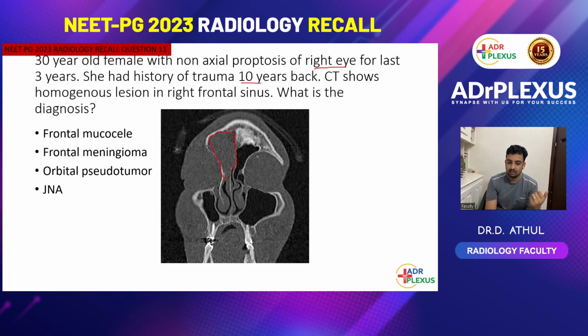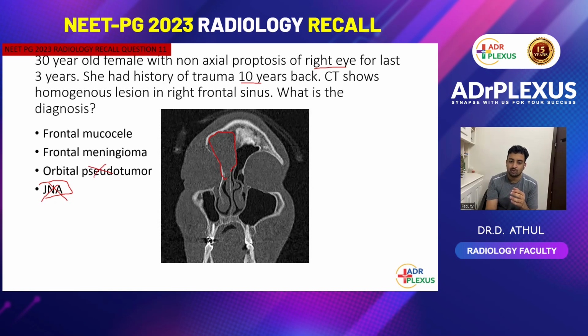So what is the diagnosis? You should understand that this is not juvenile nasopharyngeal angiofibroma. This is not the imaging appearance of juvenile nasopharyngeal angiofibroma. That will come in the nasopharynx. That will originate from the pterygopalatine fossa region. So here the lesion is completely within the frontal sinus. So this is not JNA.